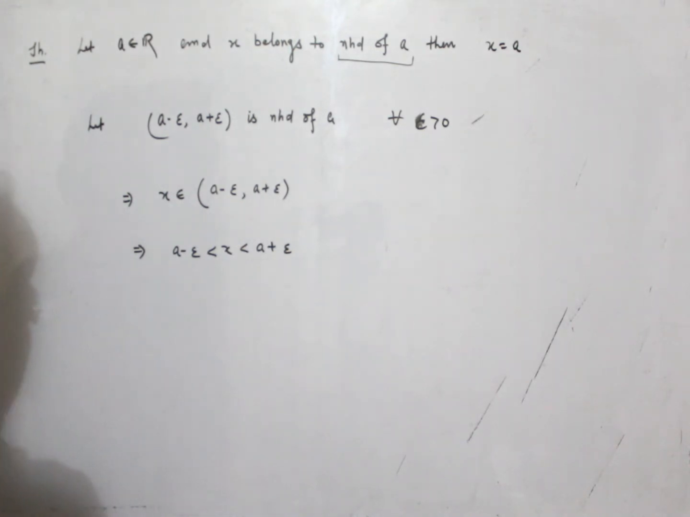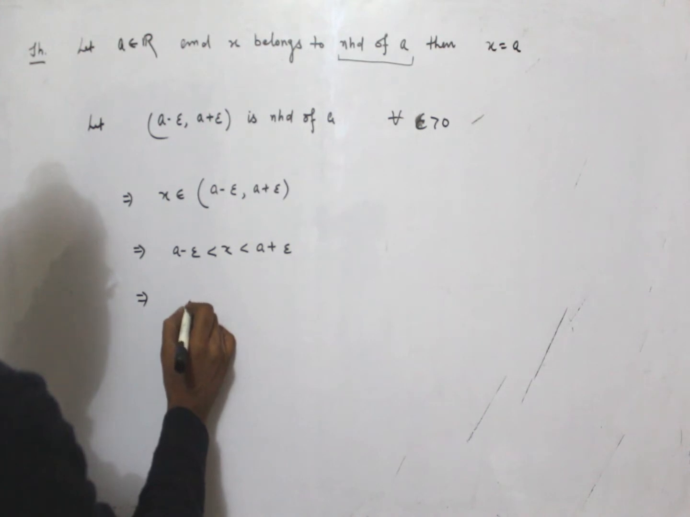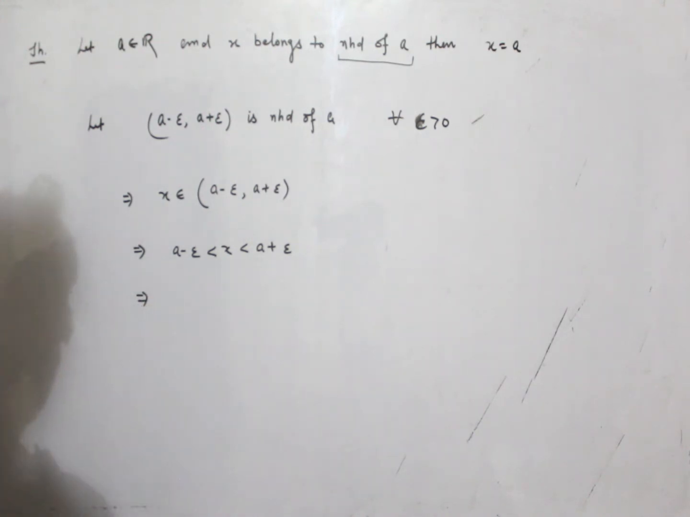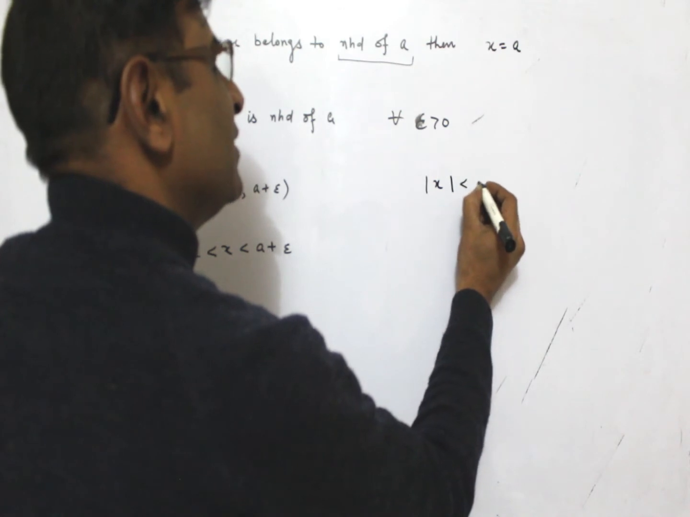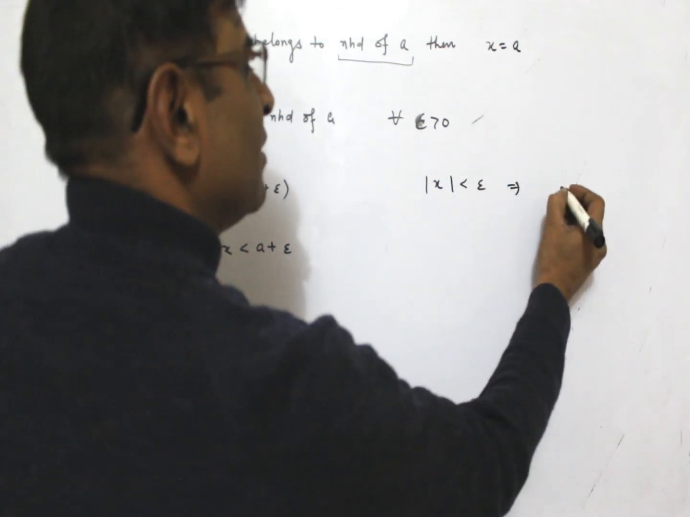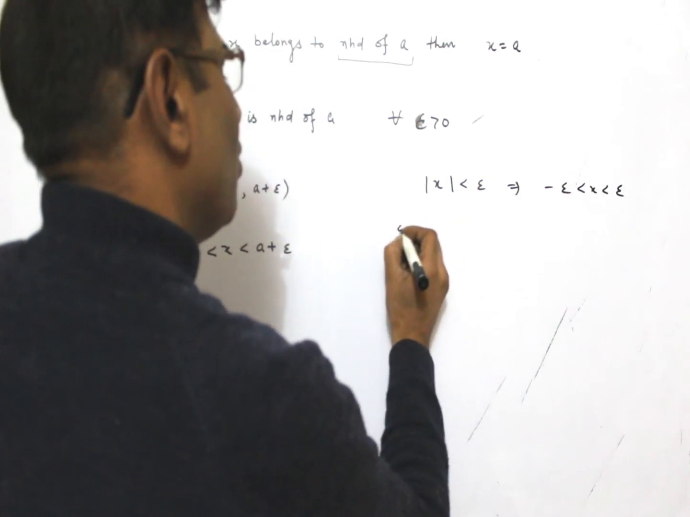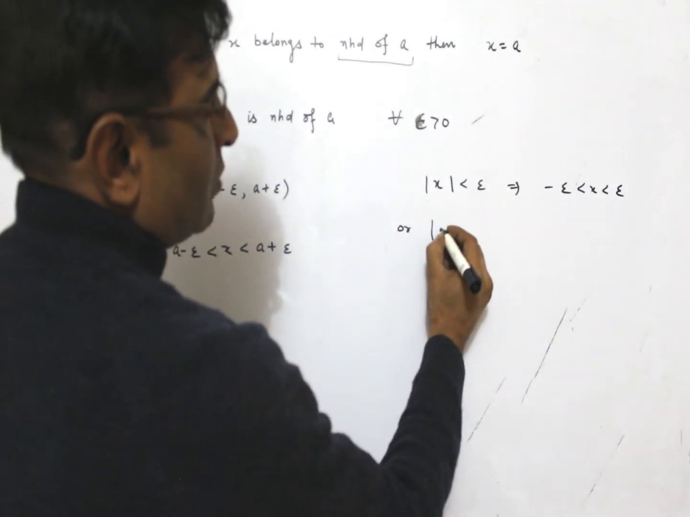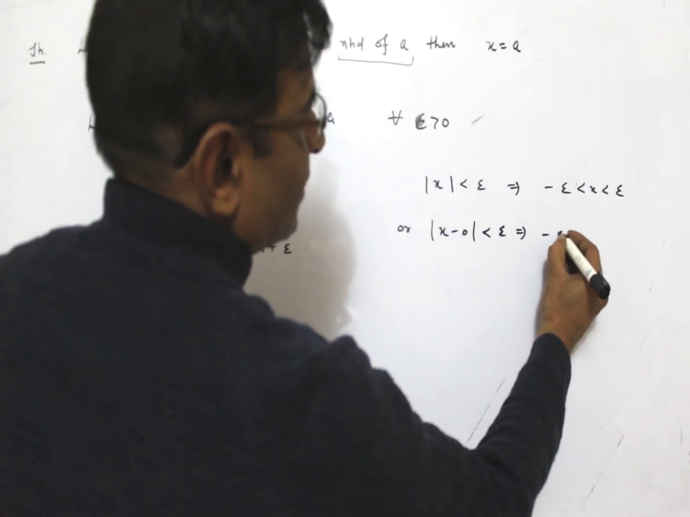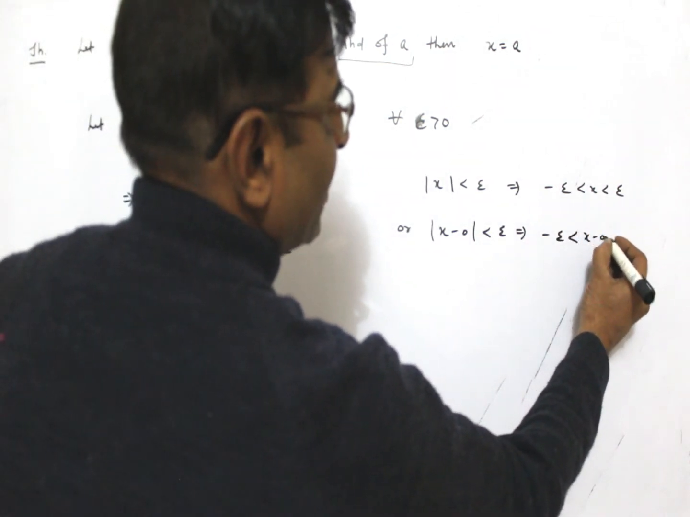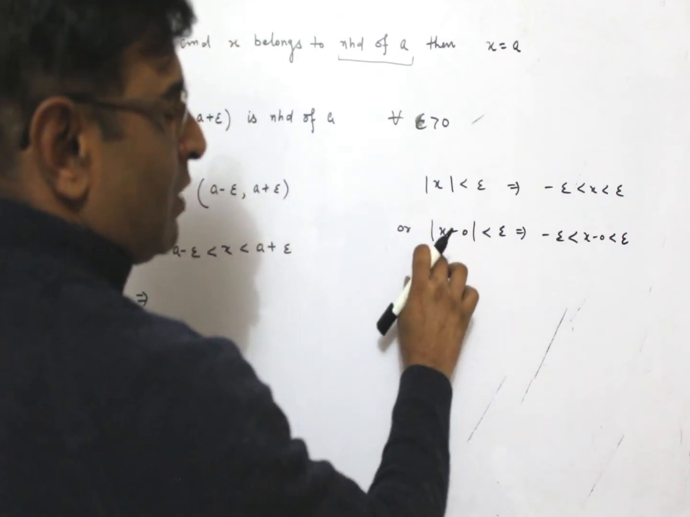Now how can I write this? Because I told you the absolute value, like this, |x| less than epsilon means minus epsilon less than x less than epsilon, or because it is distance from 0, |x minus 0| less than epsilon means minus epsilon less than x minus 0 less than epsilon. So this was the definition.